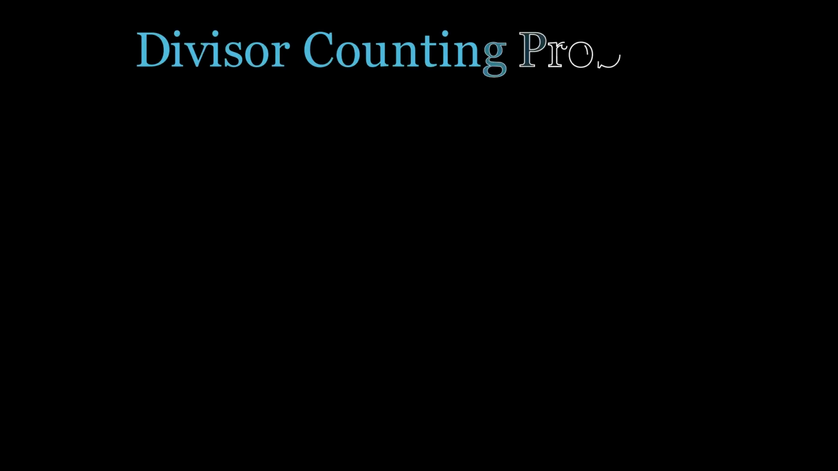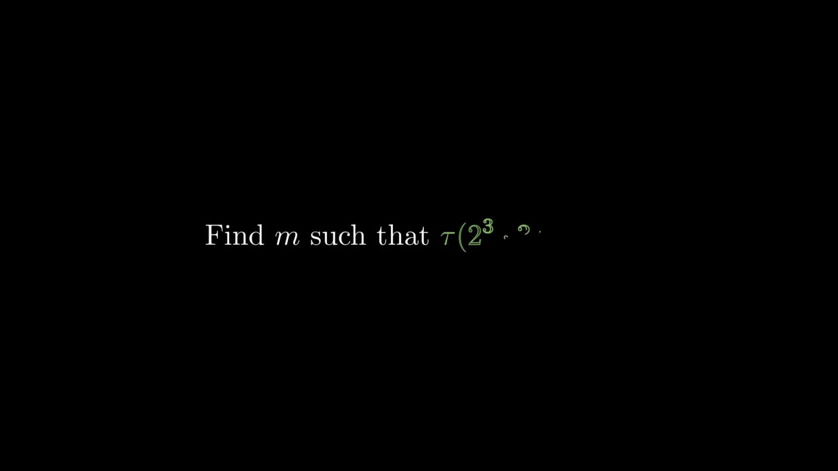Let's solve this interesting math problem. We need to find the value of m such that the number of divisors of 2 cubed times 3 to the m is 20. We're looking for the value of m such that the number of positive divisors of 2 to the power 3 times 3 to the power m equals 20.